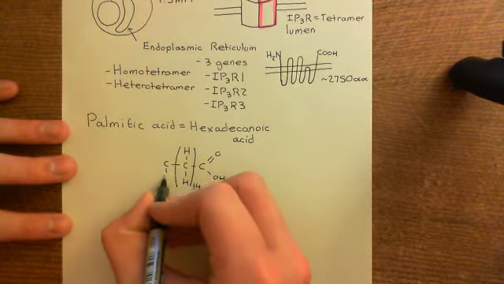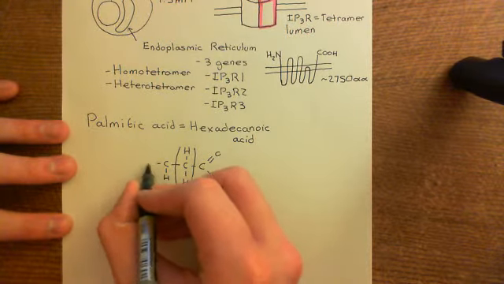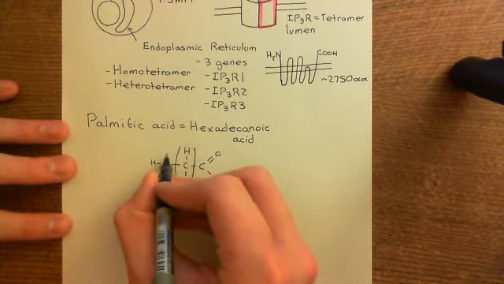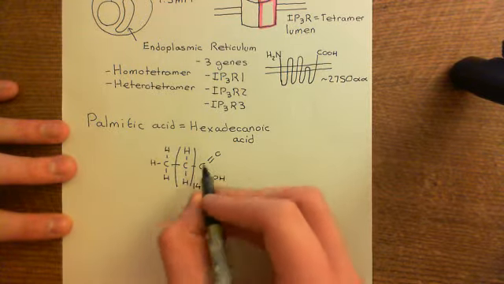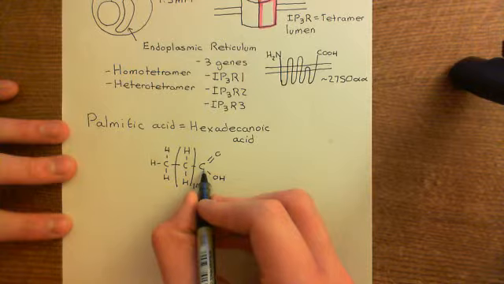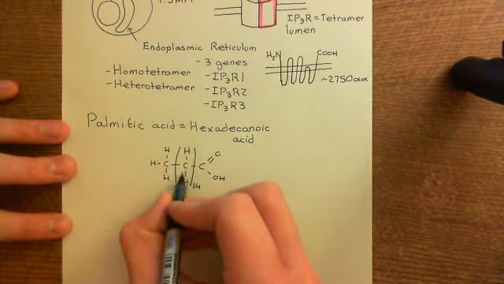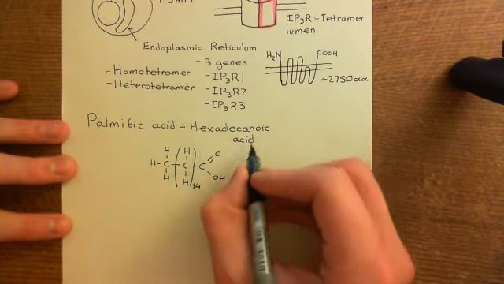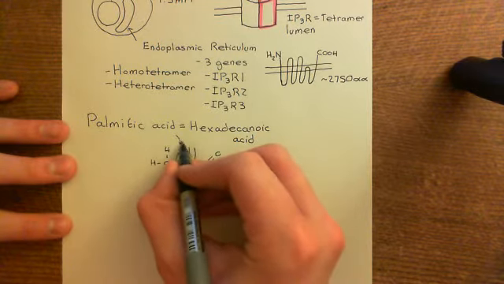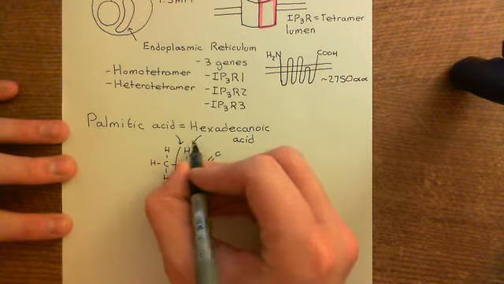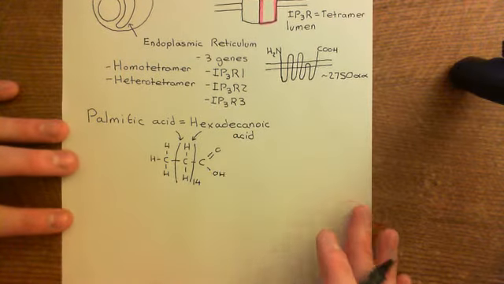And then finally, after the final methylene group, you'll have a methyl group. And that takes us up to 16 carbons. So we've got one in the carboxylic acid group, one in the methyl group, and 14 in the methylene groups in between. That takes us up to 16. So this is the structure of palmitic acid, or hexadecanoic acid.